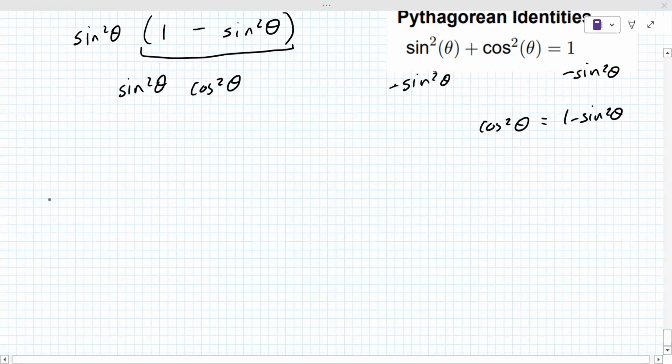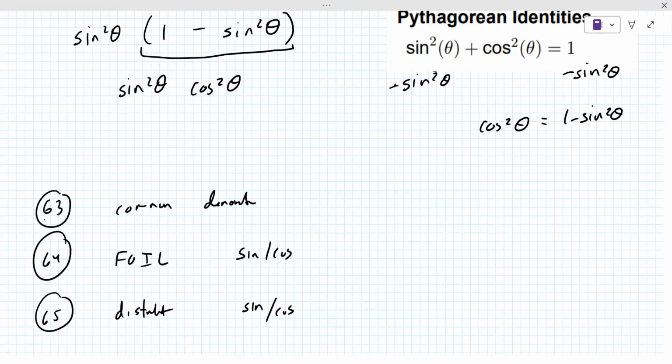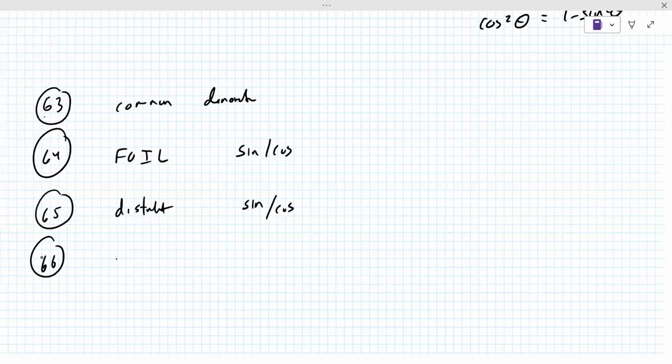So 60, 63, you're going to want to make a common denominator. 64, you're going to want to FOIL. 65, distribute. Then the sine cosine thing. Same with 64, you're going to use sine and cosine. 66, you're going to use identities, and then divide each of them. And then 67 is kind of done. It's identities in the numerator. I know that's a little vague.